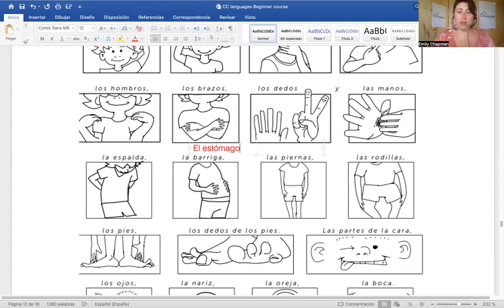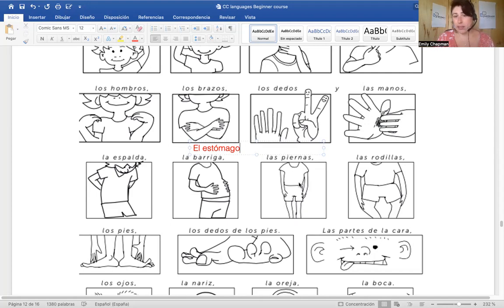el estómago, if you want to take a note of that as well. If you were just referring to tummy ache in general, you could say la barriga, or if it were a more precise, like an exact stomach problem that you know for sure it's coming from that organ, el estómago.